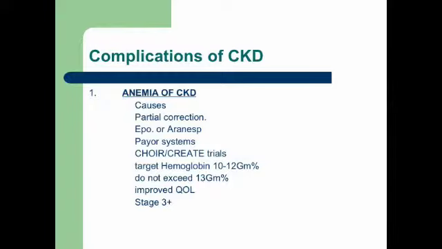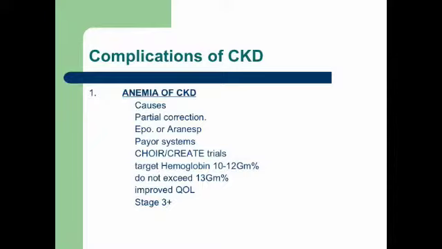And we have guidelines of treating patients with anemia for this to get the hemoglobins up, but it's partial correction. We do not want patients to get their hemoglobins back up to normal levels of 14 or 15, because it was shown in these 2 studies here, the CHOIR and CREATE trials, that these patients actually did worse from certain aspects, cardiovascular aspects.